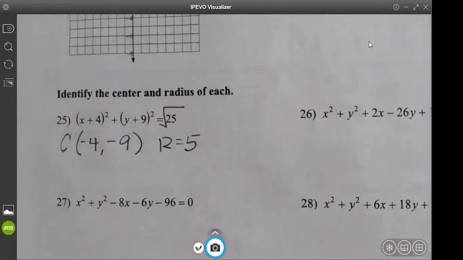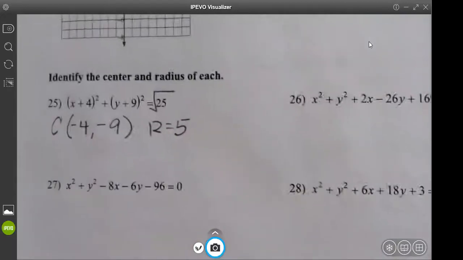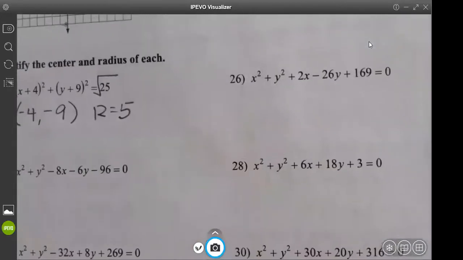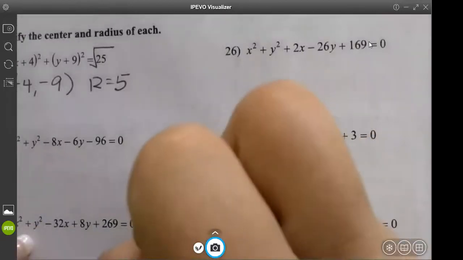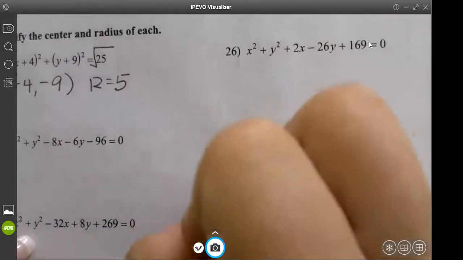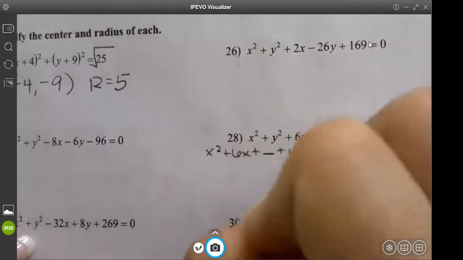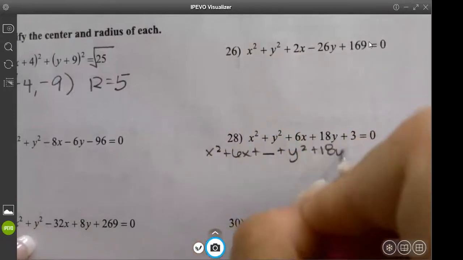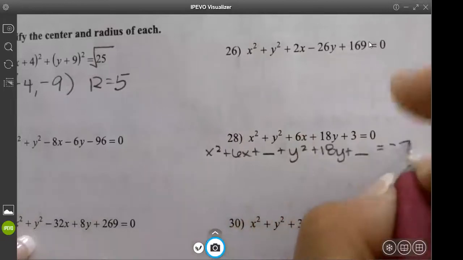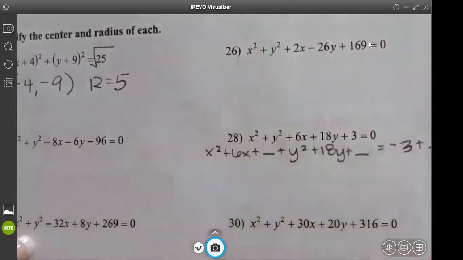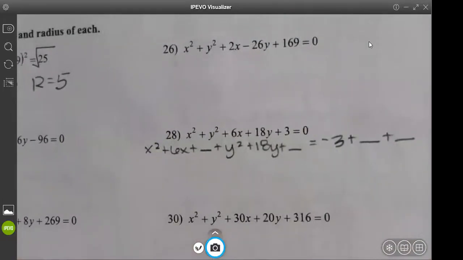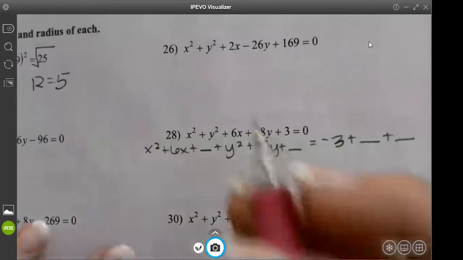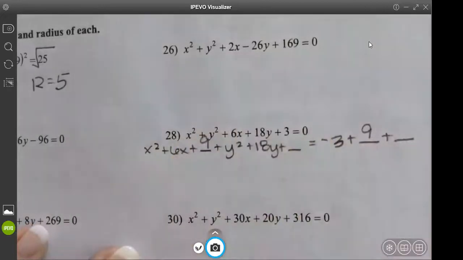And again, we won't do all of these, but we'll do a couple of them. I'm going to do number 28 first since it's all positive and it's pretty small numbers, not terrible. All right, so we're going to get our x's together. x squared plus 6x plus a blank. Put your y's together. Move your 3 over and put your blanks. 6 divided by 2 is 3. Squared is 9. 18 divided by 2 is 9.